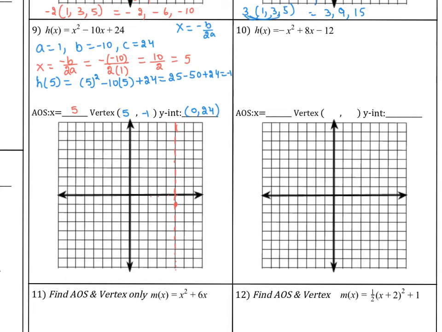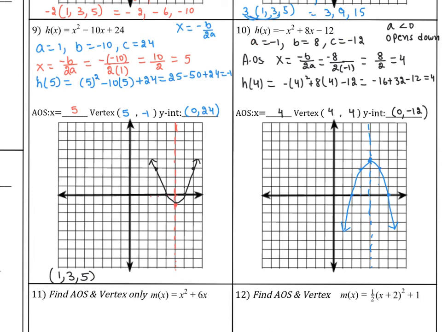Then you're going to follow the pattern. The pattern for this one is going to be 1, 3, 5. And since A is just 1, we're going to go up 1. And then from here 1, 2, 3. And its mirror image on the other side. That's going to be your parabola, opens up.